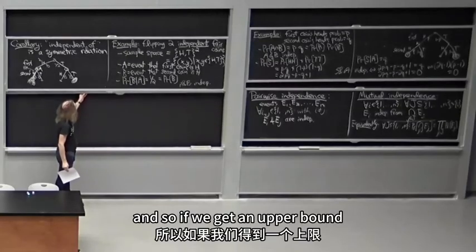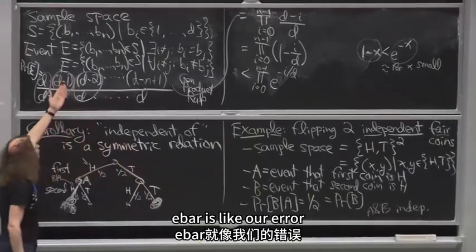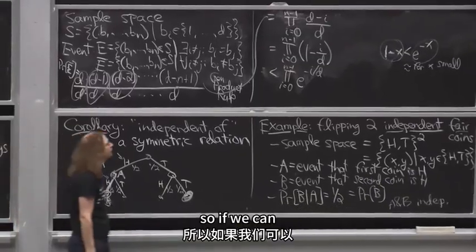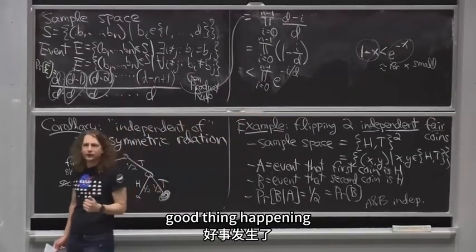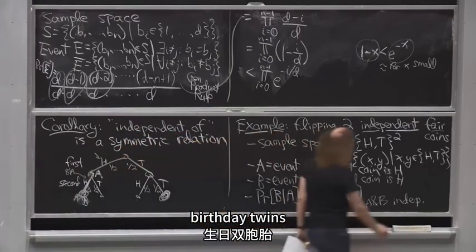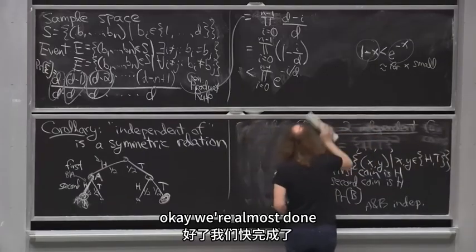And so if we get an upper bound, remember, we're evaluating here the probability of E bar. E bar is like our error case, the bad case we want to show is unlikely. So if we can upper bound the probability of the bad thing happening, that gives us a lower bound of the good thing happening, the good thing being birthday twins. Okay, we're almost done.